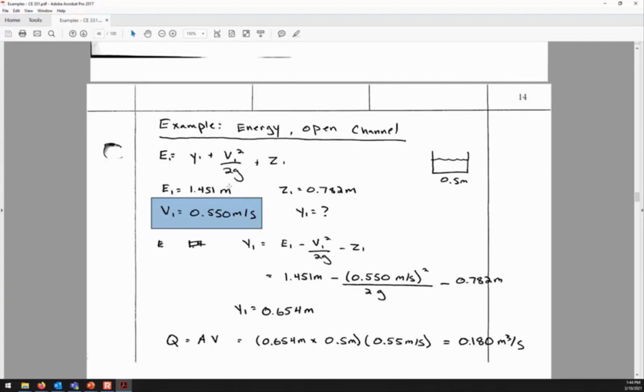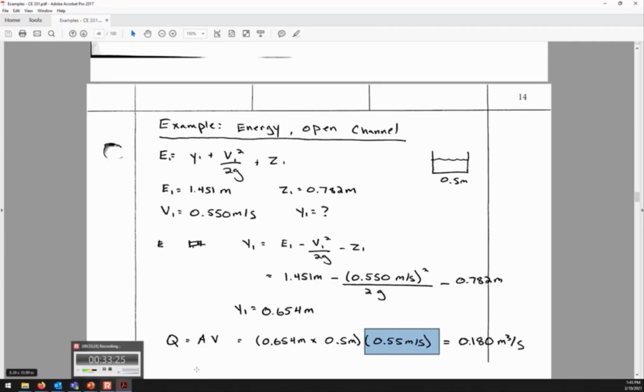And then once we have the depth, we can find the flow rate by multiplying the average velocity by the cross-sectional area. And the channel, remember, is 0.5 meters wide, so it's the depth times the width that gives us the cross-sectional area, then multiplying that by the velocity is where we get Q.